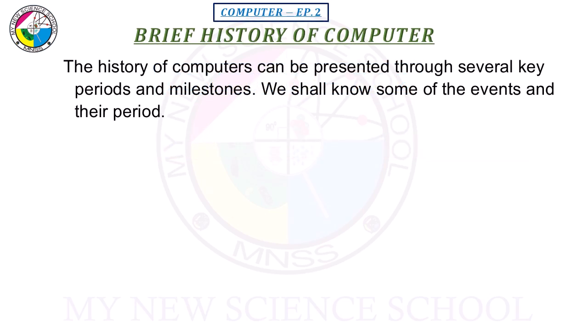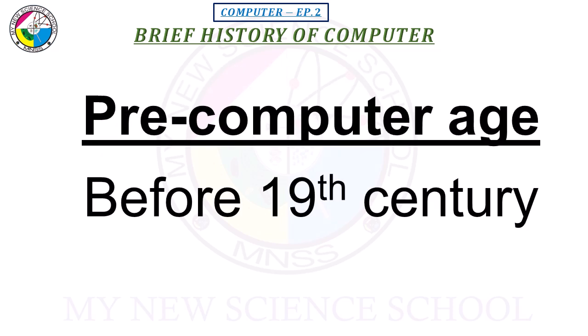So the history of computers can be presented through several key periods and milestones. We shall now know some of the events and their periods. Through the course of this lesson, I will divide the periods into pre-computer and computer age. We have pre-computer, which is before the 19th century, then computer age, which will be from the 19th century to date.